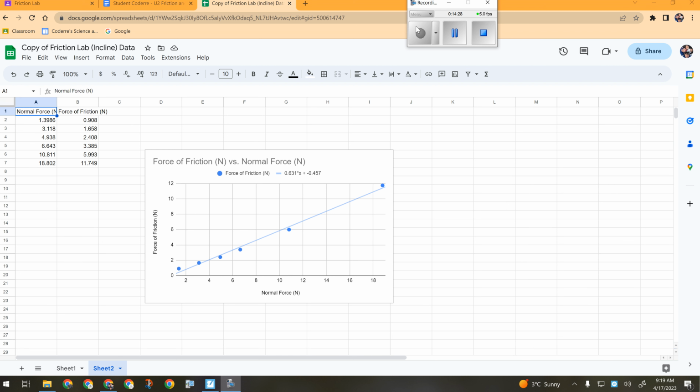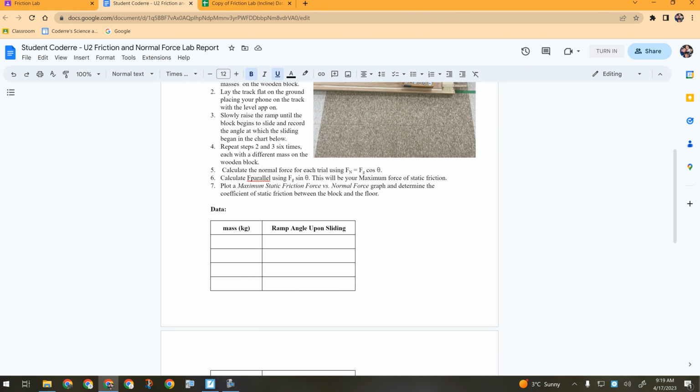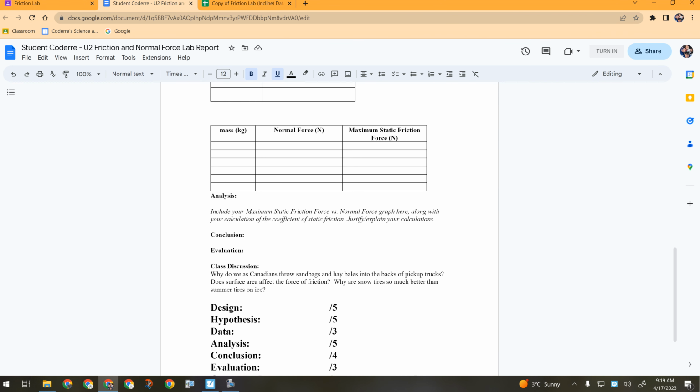So that is what we are looking for you to do. The remainder of this lab is just filling in that chart, getting your graph in there, and then justify and explain your calculations. Tell me where you got the coefficient of friction from. How did you get it? Why are you sure that that represents your coefficient of friction?